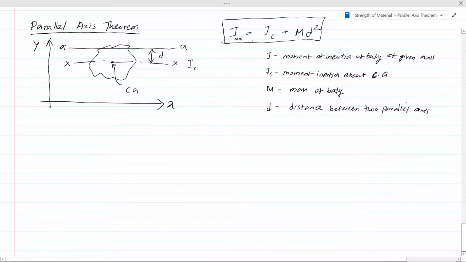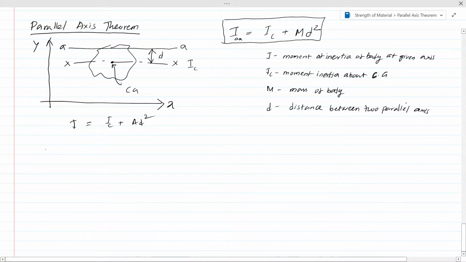This is a theory and this can be derived from the equations. From first principles you can derive this equation, but you can directly use it. You don't always need to derive this equation, you can use it. When it comes to an area section, we can write this equation: I is equal to IC plus A d squared. Instead of mass, we can use the area when you consider a cross section.